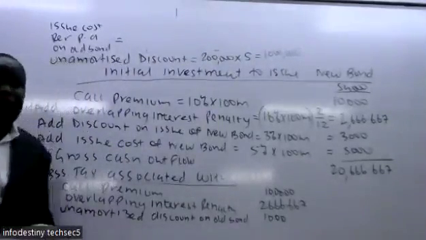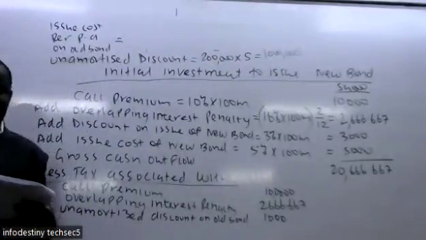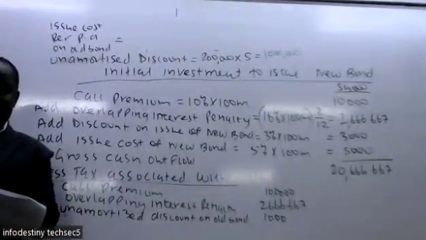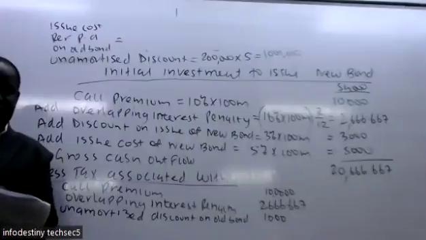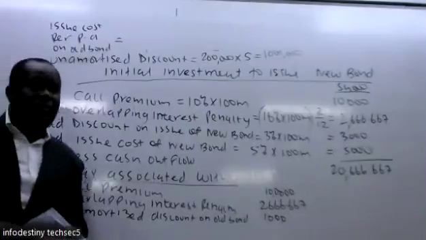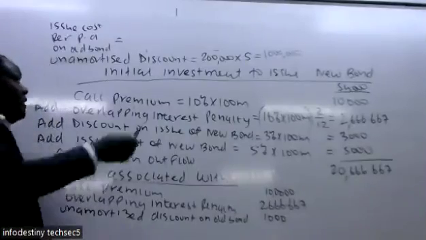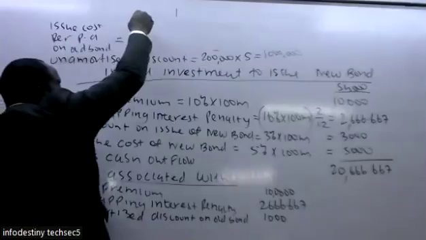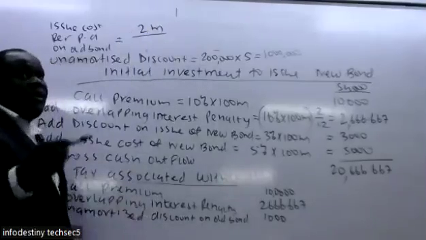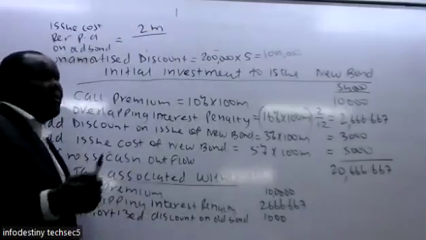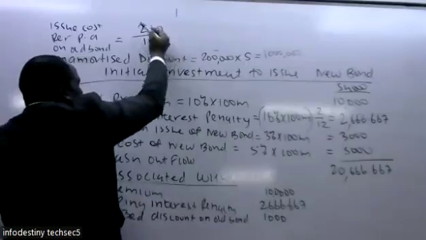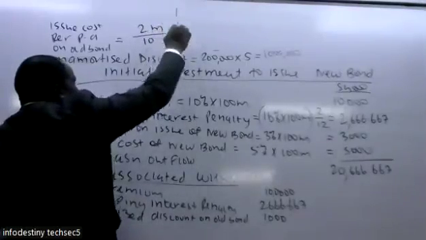When you go through the first paragraph, you are told that the bond was issued at a 2% discount and the issuing cost amounted to how much? They gave us 2 million. So you also take the 2 million. This time they gave you the amount. The other one they gave you the percentage. So here they have given you 2 million. We also divide by the 10 years because it was supposed to be there for 10 years, so that we get per annum.